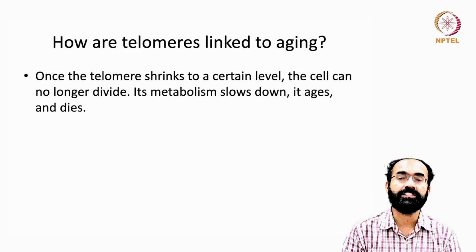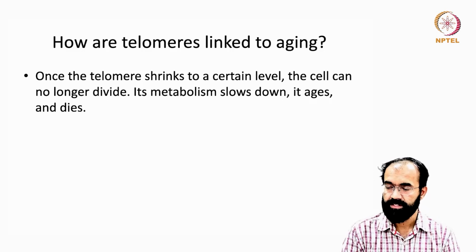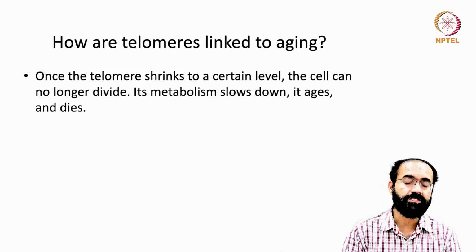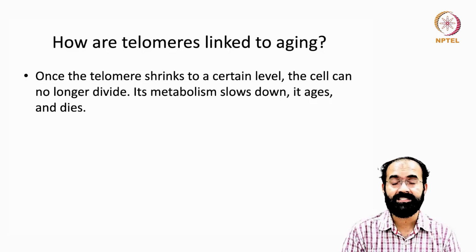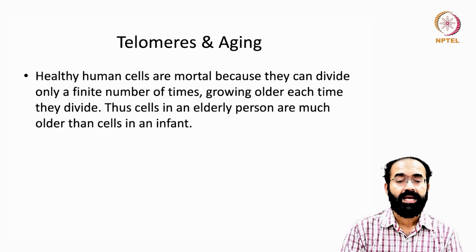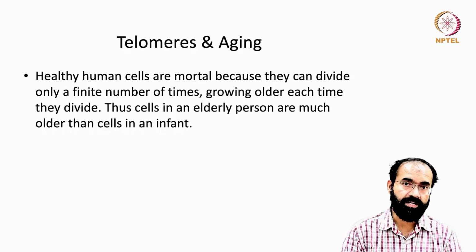So once the telomere shrinks to a certain level, the cell can no longer divide, because if it divides, it will have loss of gene function. So its metabolism slows down and it ages and it dies. And this is a normal situation. That is called cellular senescence followed by apoptosis. Healthy human cells are mortal.